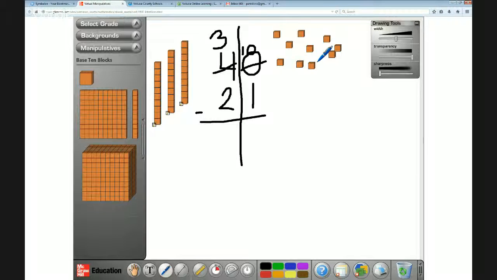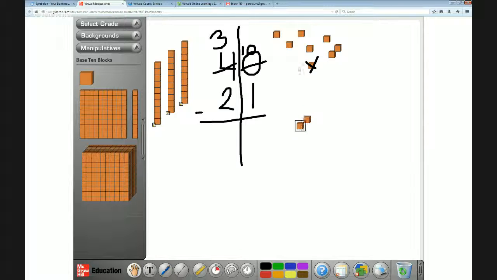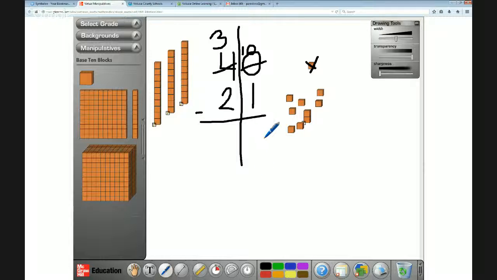Now the rest is super easy on this part. 10 ones minus 1 1. Use your little hand tool and count how many you have left. 1, 2, 3, 4, 5, 6, 7, 8, 9. So we have 9 left. Okay, 9 ones. Let's see what we've got going on over on the 10 side.